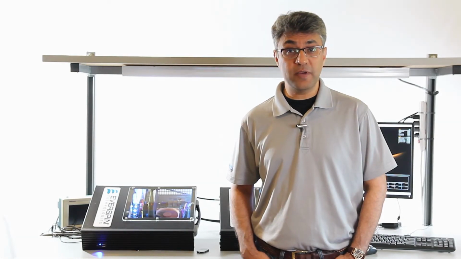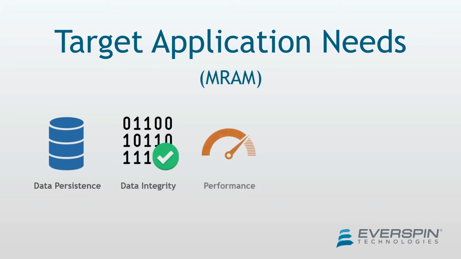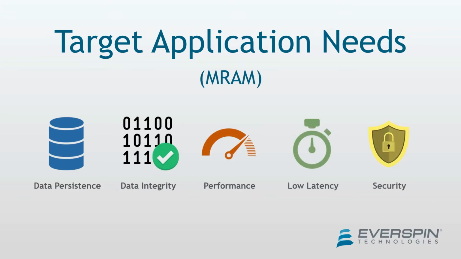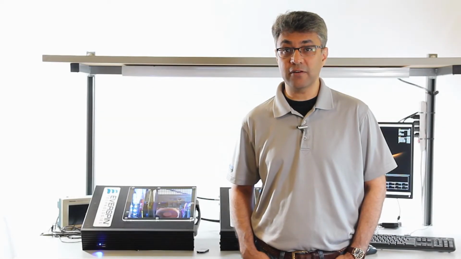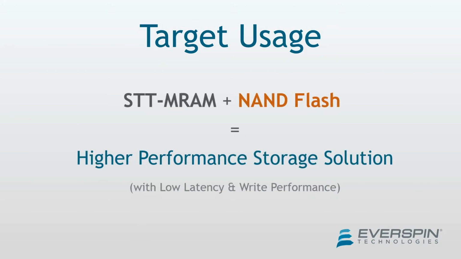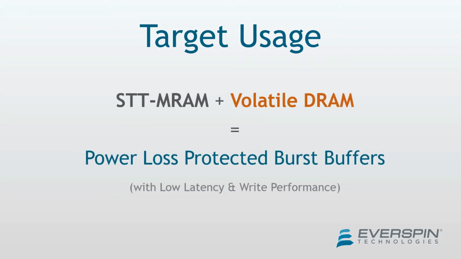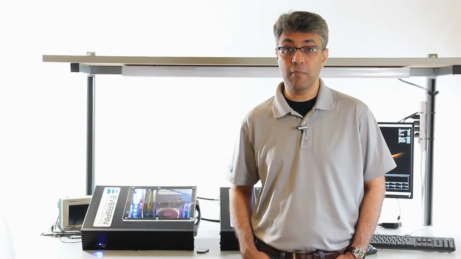MRAM is instrumental in applications where data persistence and data integrity with high performance, low latency, and security are paramount. By using it as a write buffer in front of NAND flash, it supercharges the storage performance and endurance. And by using it alongside volatile DRAM, it can provide power loss protected burst buffers to greatly increase write performance without requiring any batteries or supercapacitors.